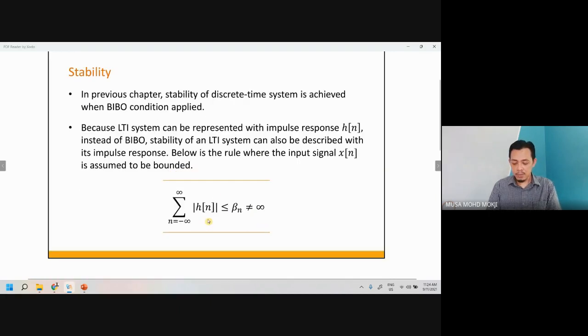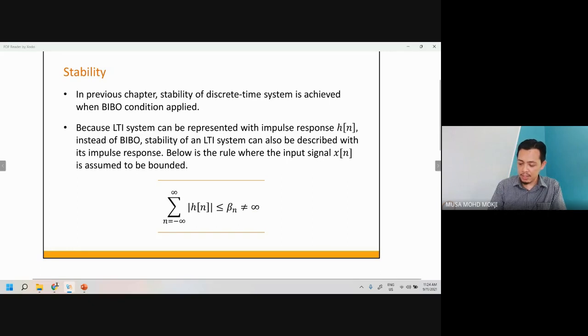So what is the equation? The equation is you do a summation over all the samples of the impulse response, then check whether it is infinity or not. If it is not infinity, then the system is stable. So from our previous example, we have h[n] equal to 1, 2.